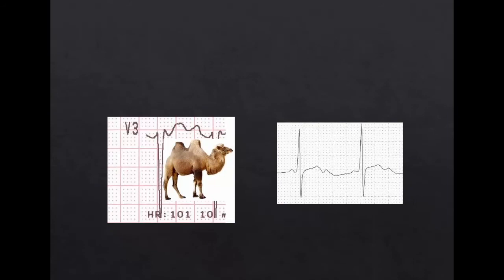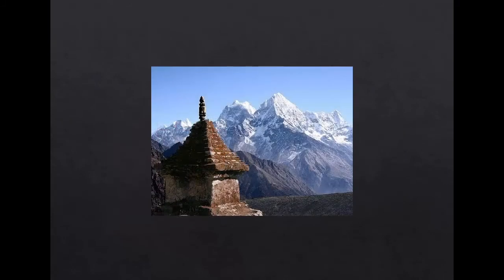Sometimes it's referred to as camel hump T waves. These are the other different features. Can you guys see the camel there? Okay. And sometimes people refer to it as Himalayan T waves, where the T and the U wave are separated.